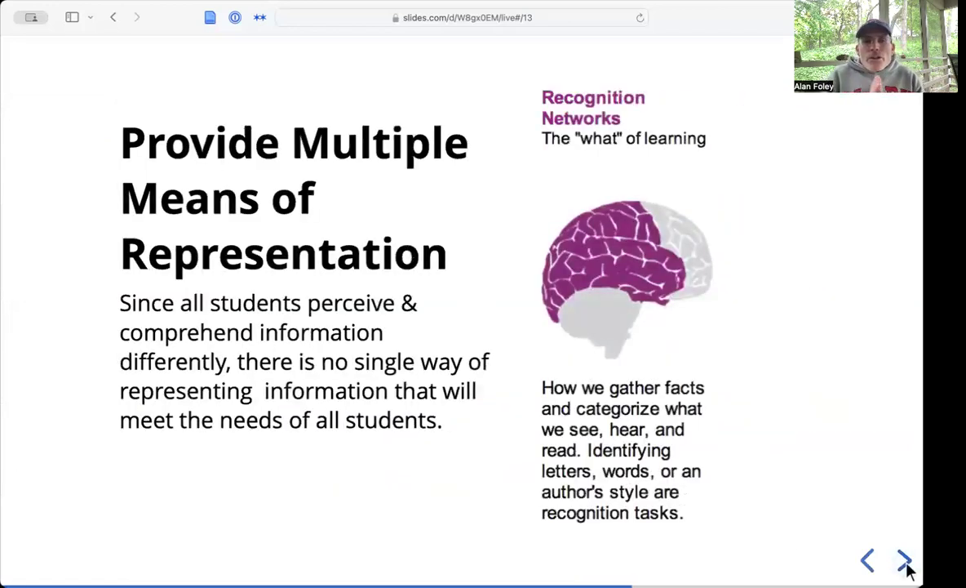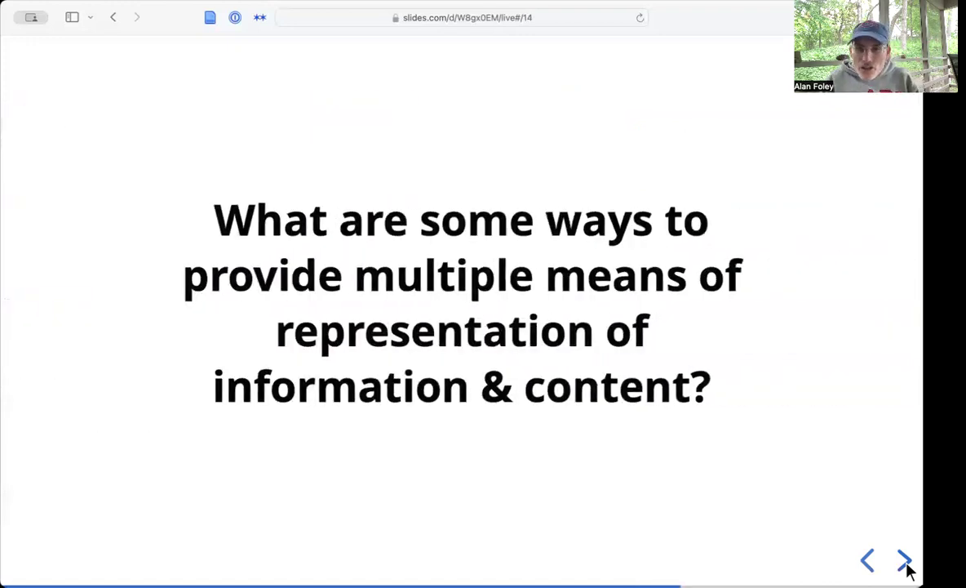So one of these questions then is providing multiple means of representation. Since all students perceive and comprehend information differently, there's no single way of representing information that will meet all the needs of all students. So again, this is rather than just giving someone something to read or writing it on a chalkboard or dry erase board, whatever it might be, what are multiple means of representation? So there's a discussion question that asks you to think about what are some ways to provide multiple means of representation of information and content.